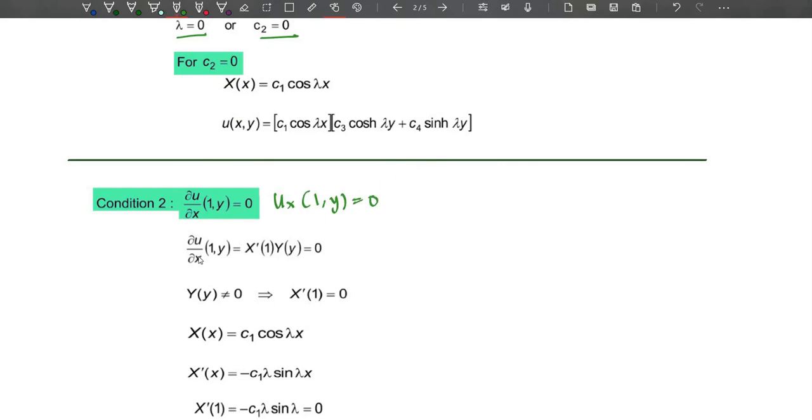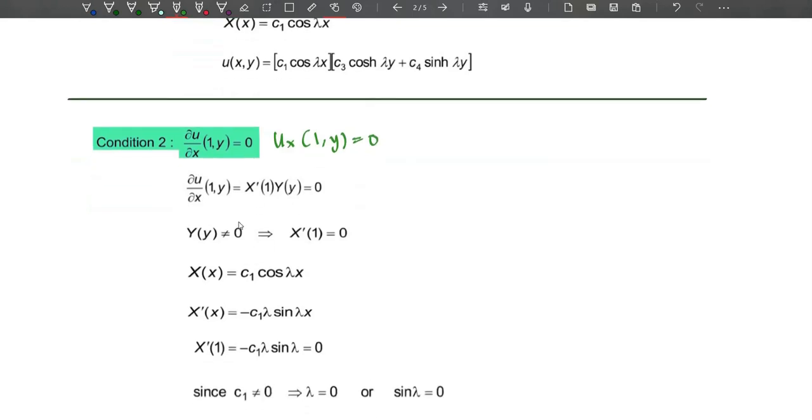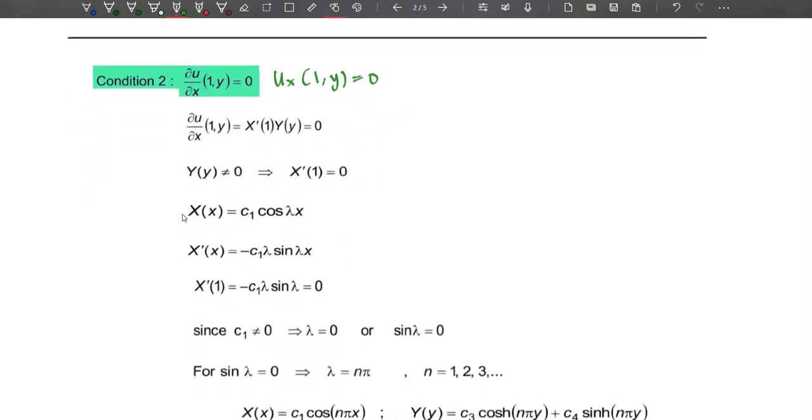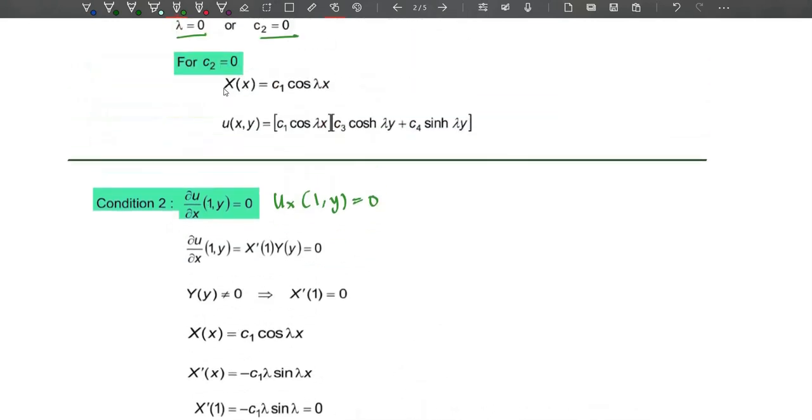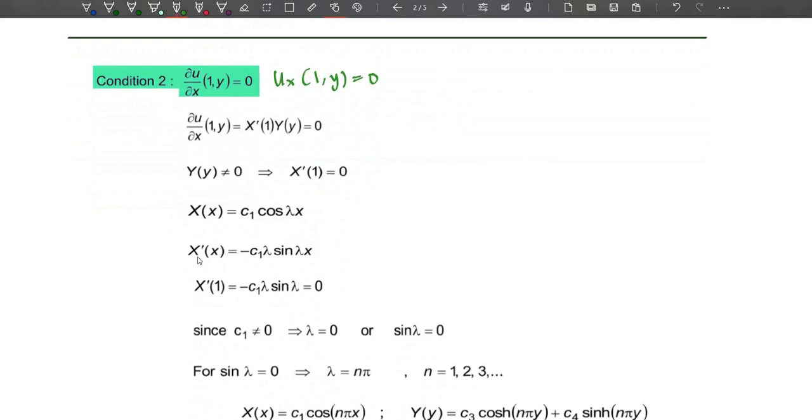Okay, and here X prime 1, Y of y equal to 0. Y of y does not equal 0, which means X prime 1 equals 0. This is X of x, which we determined earlier: C1 cos lambda x. And we determine the next one, X double prime x, which is negative C1 lambda sin lambda x. Substitute x equal to 1, and therefore we have negative C1 lambda sin lambda, times 1, equal to 0.